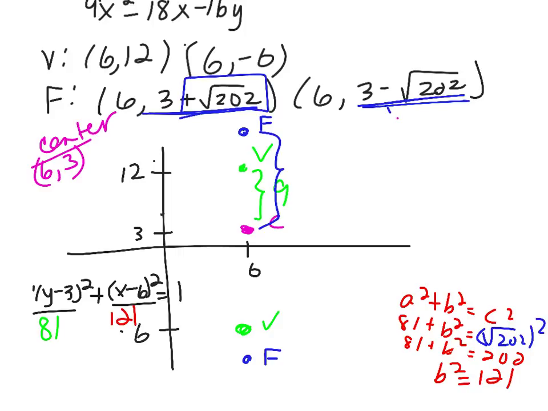All right, so now I do need my B because I need to graph this. My B is 11, so I'm going to go left to right 11 units. So to the right 11 units is going to put me at 17. And put a little mark there.